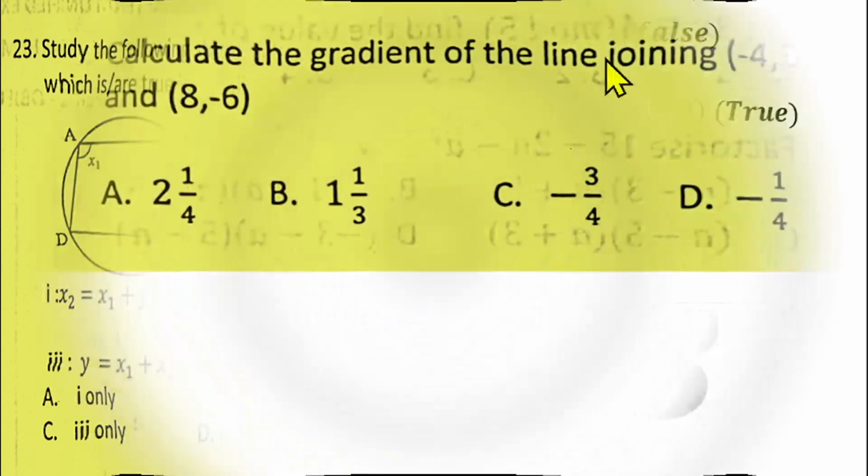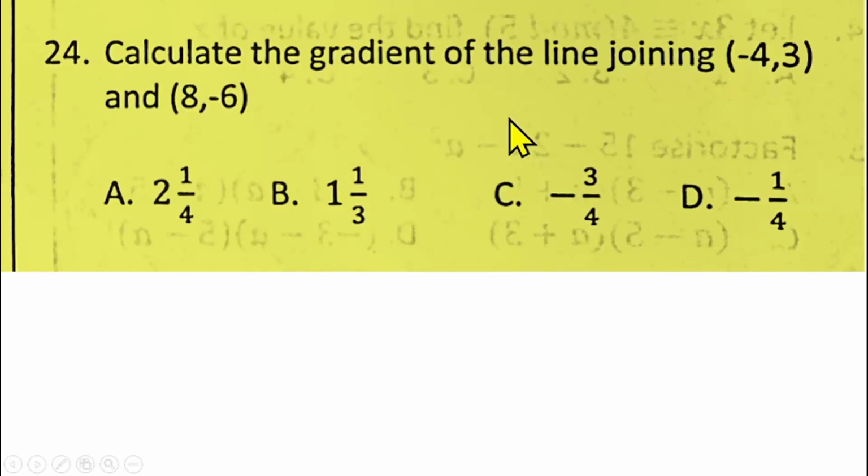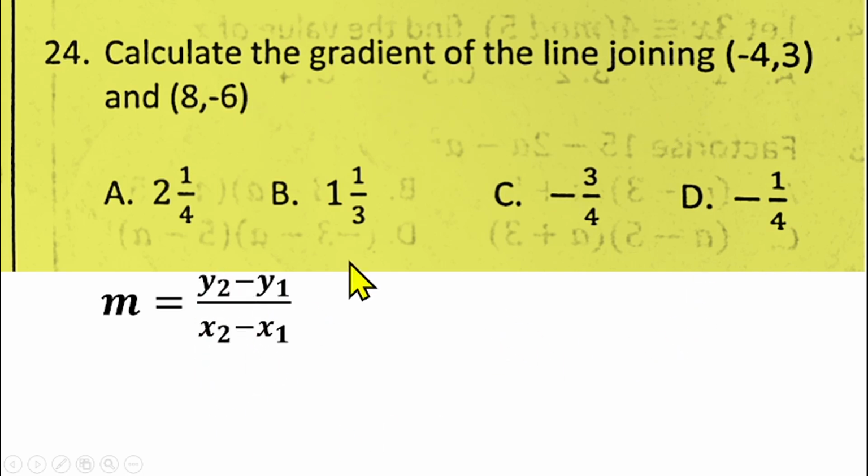Question number 24 is from coordinate geometry. In this case, you have to find the gradient of the straight line joining this point and this point together, given their coordinates. And you can easily use the formula for finding gradient: y2 minus y1 over x2 minus x1.